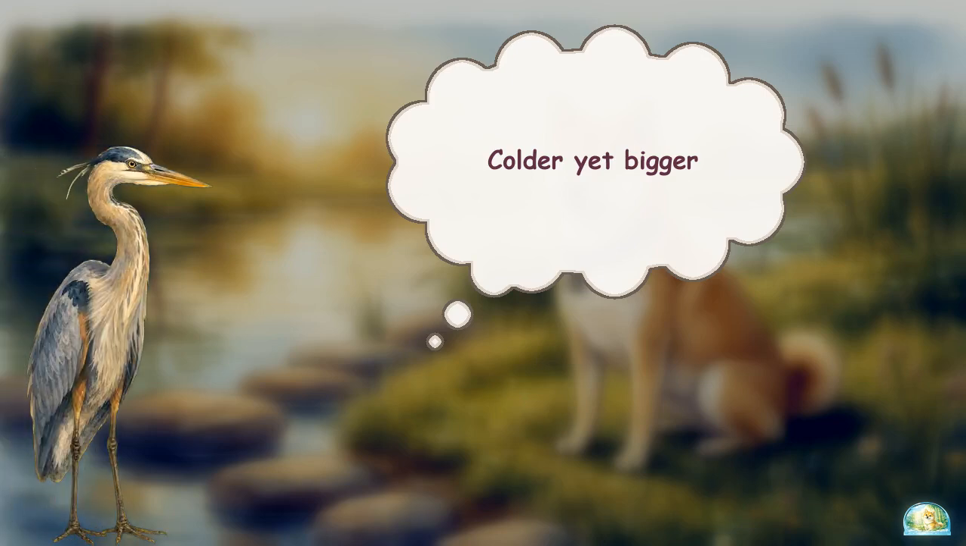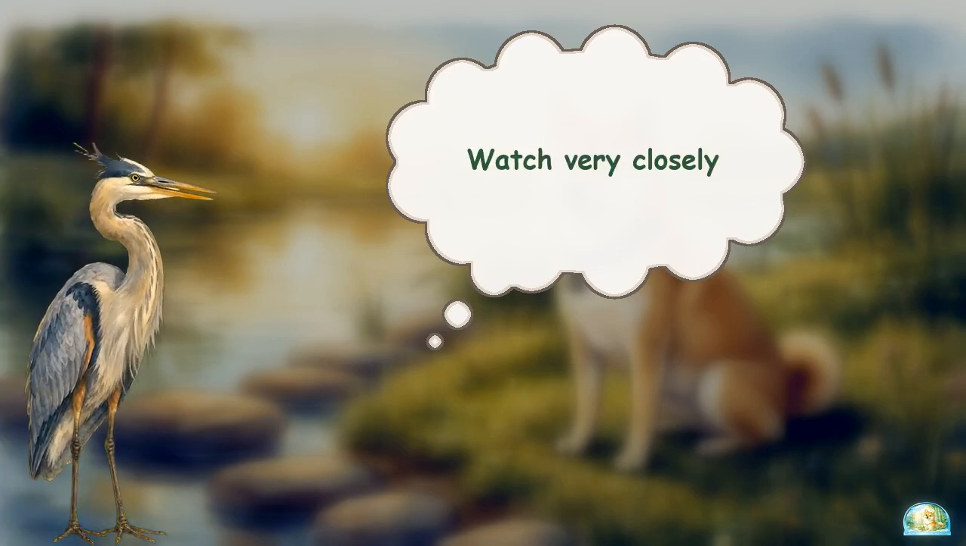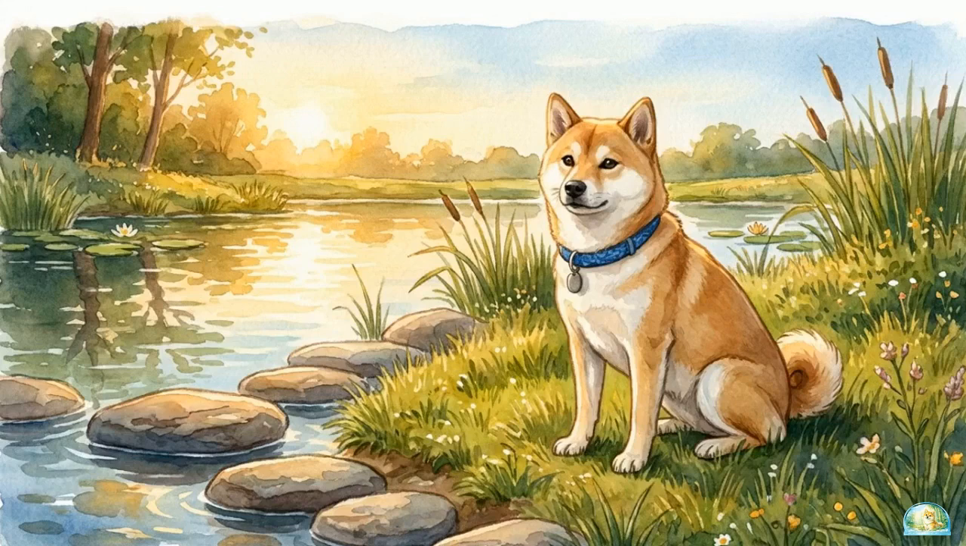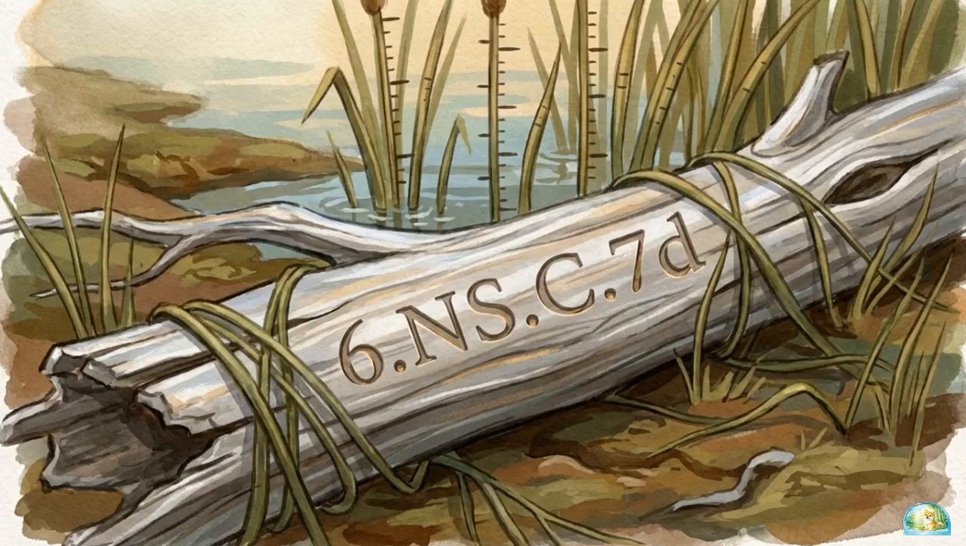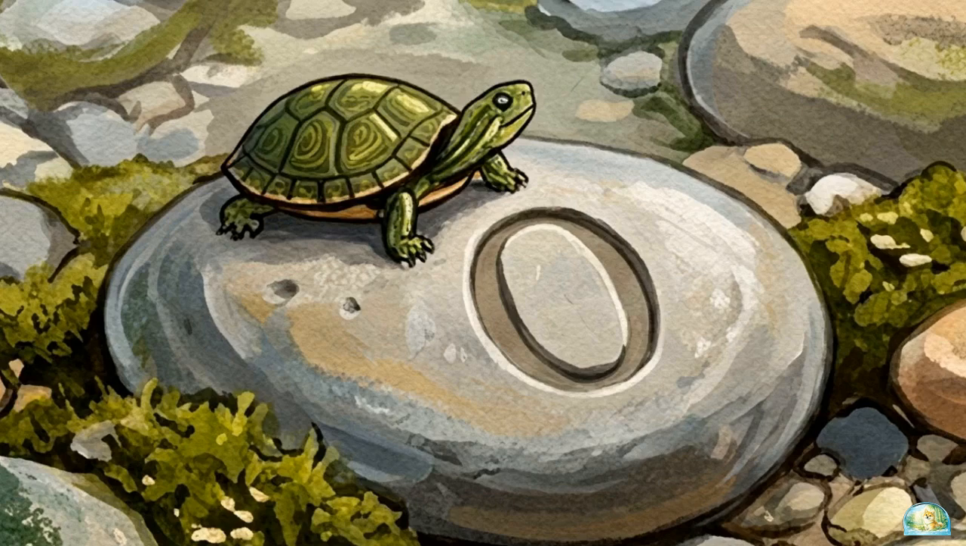Colder yet bigger. How can that be? Watch very closely. Welcome to Numberline Shore. Here, the environment itself maps out the rules of the number system, like the exact markings for standard 6.NS.C.7d carved right into the driftwood. Notice the small turtle resting precisely at the 0 stone.